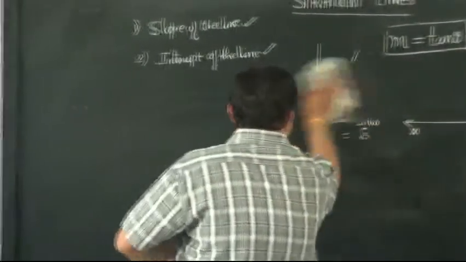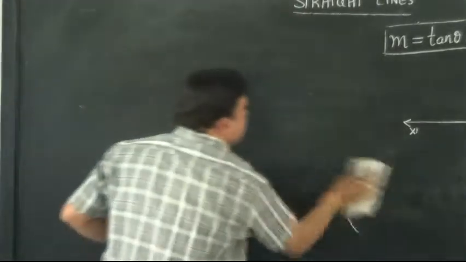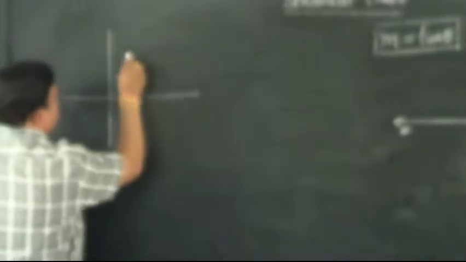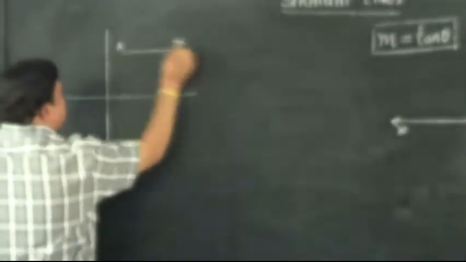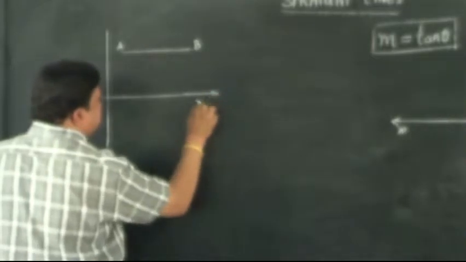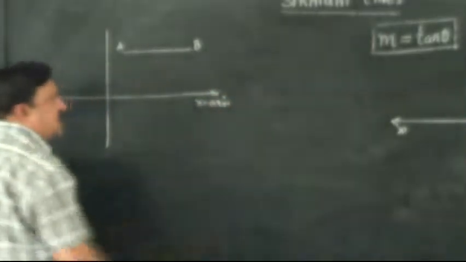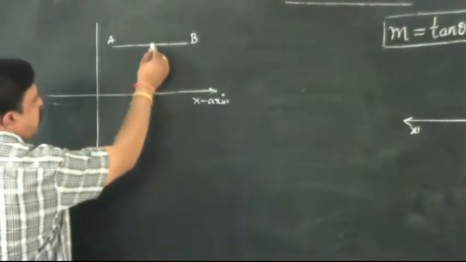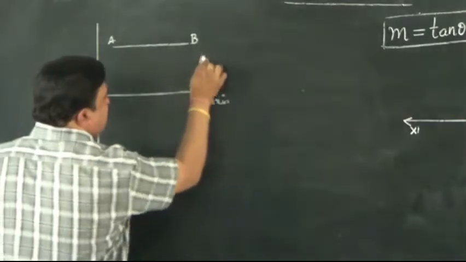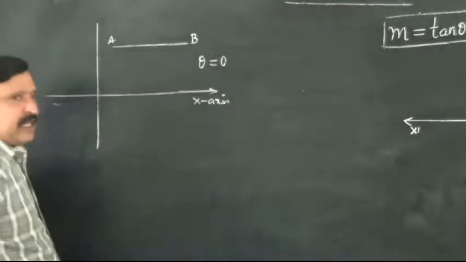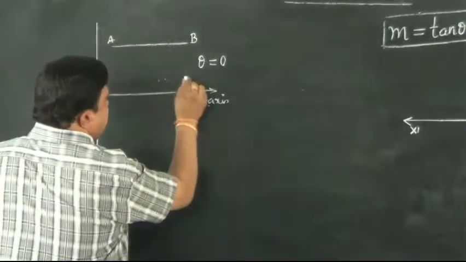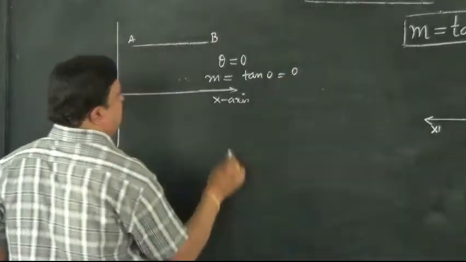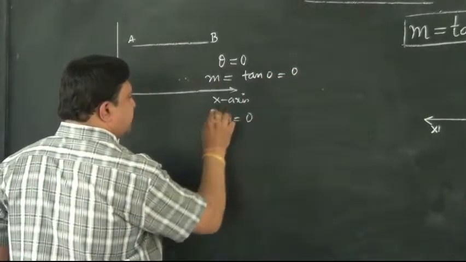Now let's understand the slope of a straight line under different situations. Suppose the line that we are talking about, AB, is parallel to the x-axis. Then it does not make any inclination at all, because the line is parallel. So there is no angle between the line and the x-axis, or what is the same as saying that the inclination is 0. Therefore, its slope m is tan 0, and that is equal to 0. So you get m equal to 0.